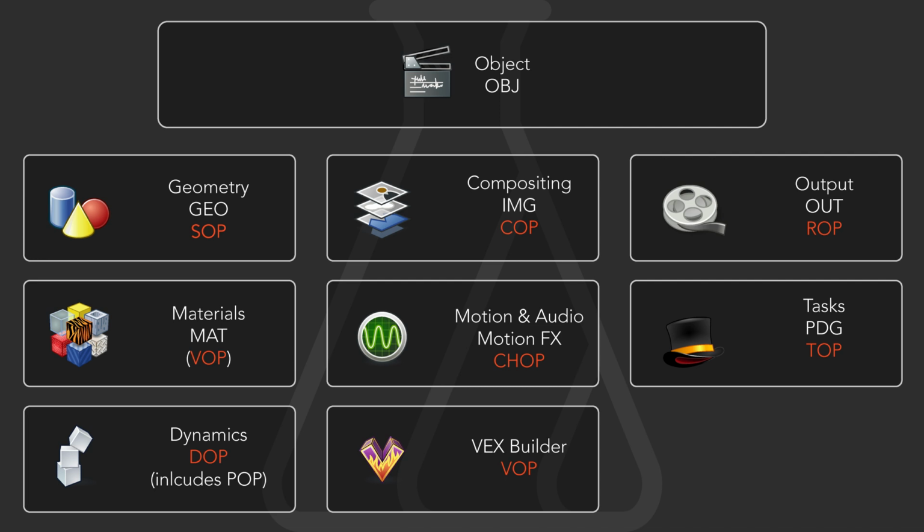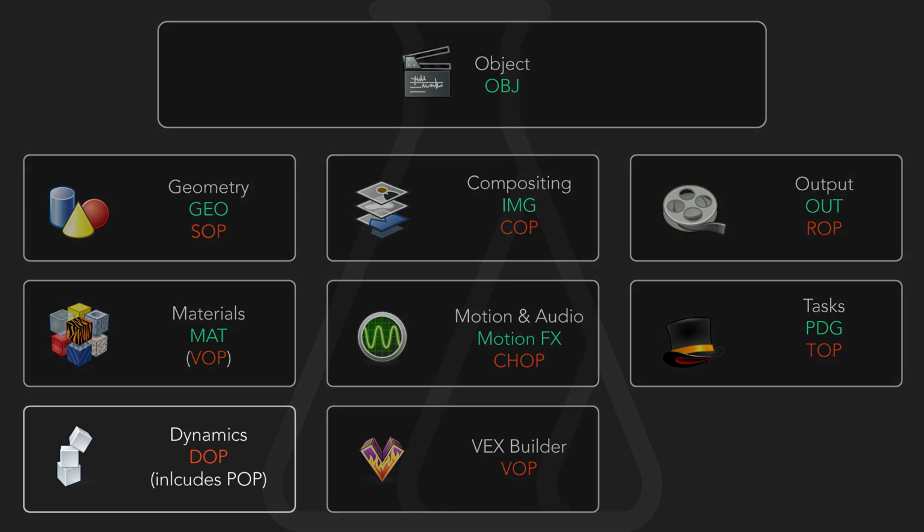It's also worth pointing out that the full descriptive names of these contexts also get abbreviated within Houdini. So a geometry network will often be labeled as a geo network. An object network is often referred to as an OBJ network. A compositing network also gets called an IMG or an image network. And the output context also gets called the out context.